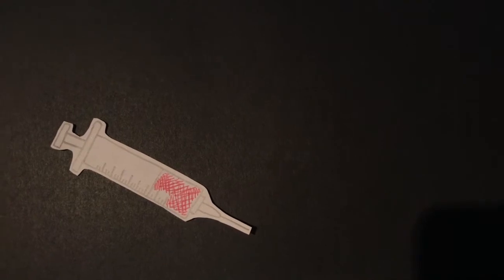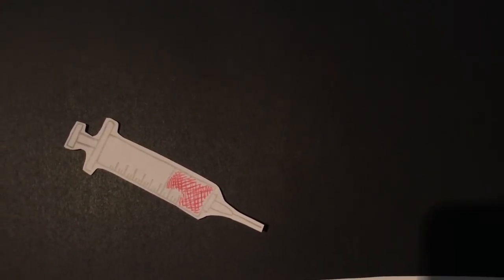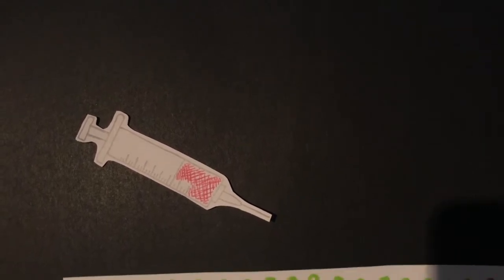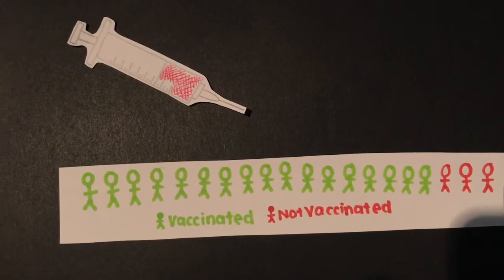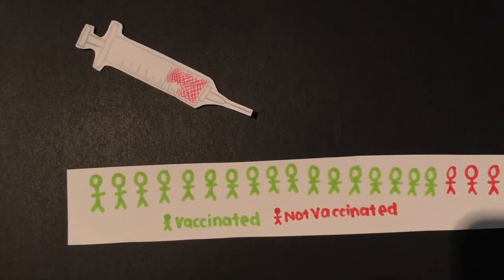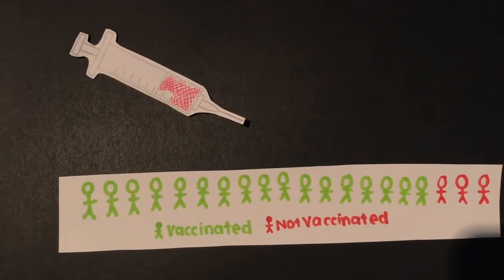The more people vaccinated in a community allows for the reduced risk of the spread of disease. This is called herd immunity. For herd immunity to be effective for poliovirus, between 80 to 85% of the population would need to be vaccinated for it to be fully effective.